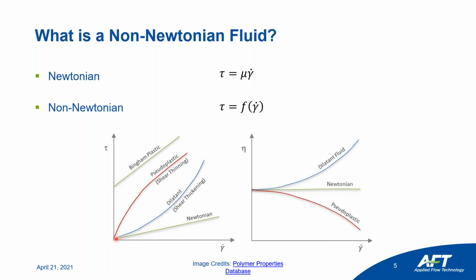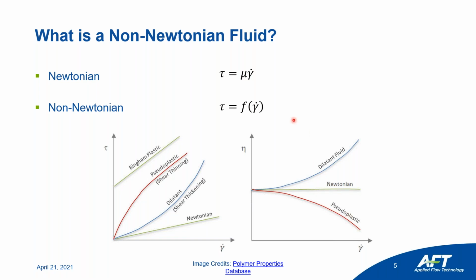And in our plots down below, we can see how for our dilatant or shear thickening fluid, our pseudoplastic or shear thinning fluid, or our Bingham plastic, there is some clear relationship between tau and shear rate, but it's not a constant relationship. Similarly, we can see in this plot of our apparent viscosity versus shear rate that our dilatant or shear thickening fluid increases in viscosity as we see an increase in shear rate, and our pseudoplastic or shear thinning fluid sees a decrease in viscosity as we increase our shear rate.